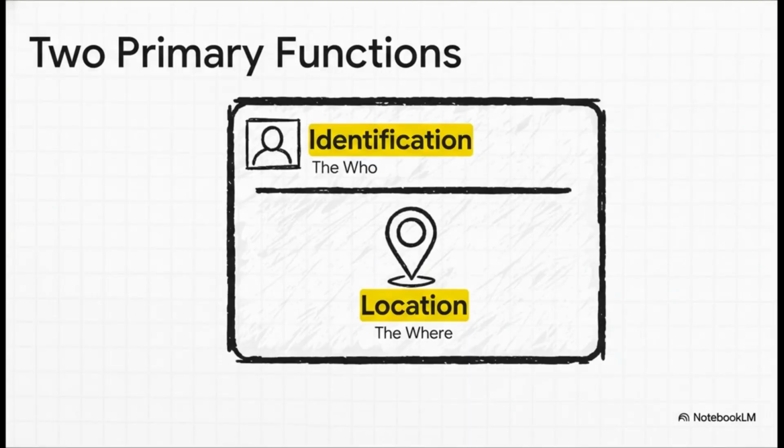Now, what's really crucial to understand is that this address does two things at the same time. First, it's about identification. That's the who, making sure the data is for your specific device. And second, it's about location, the where, so the network knows where to send it in the first place. It's just like an envelope needs both a name and a street address. An IP address handles both of those jobs for every single piece of data you send or receive.